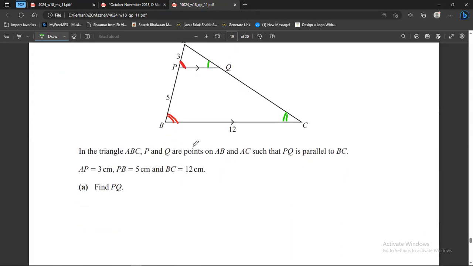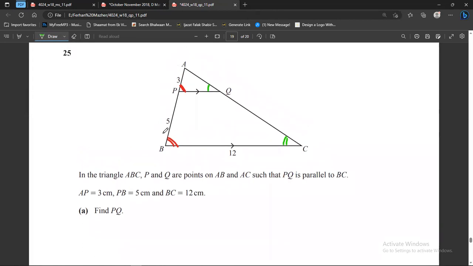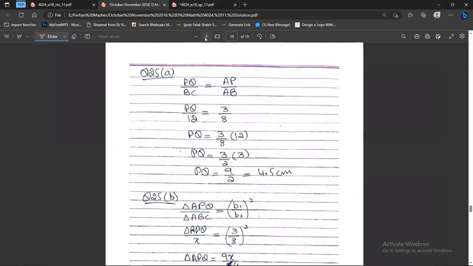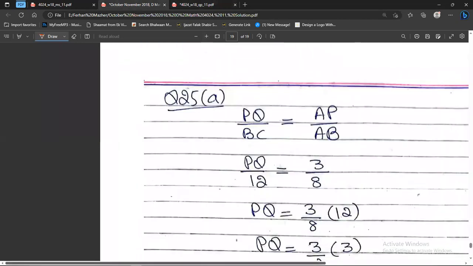Okay, so this is 3, this is 5. The big side will be 8. This PQ, they want me to find out. This BC is 12. So AP divided by AB will be equal to PQ divided by BC. So very easily I can find the solution. Let me show you.